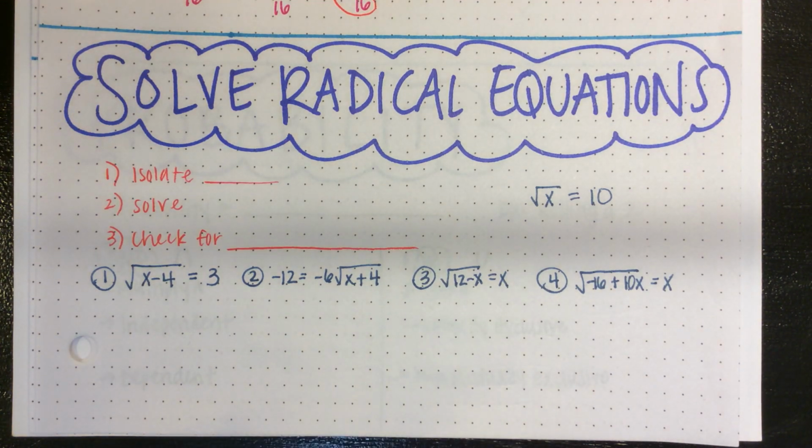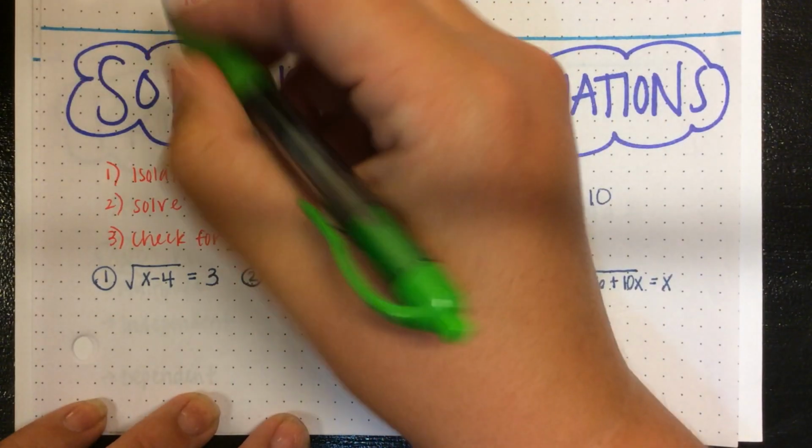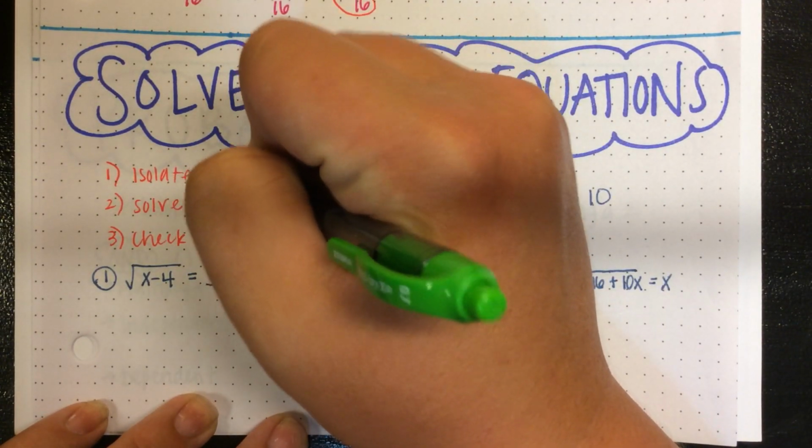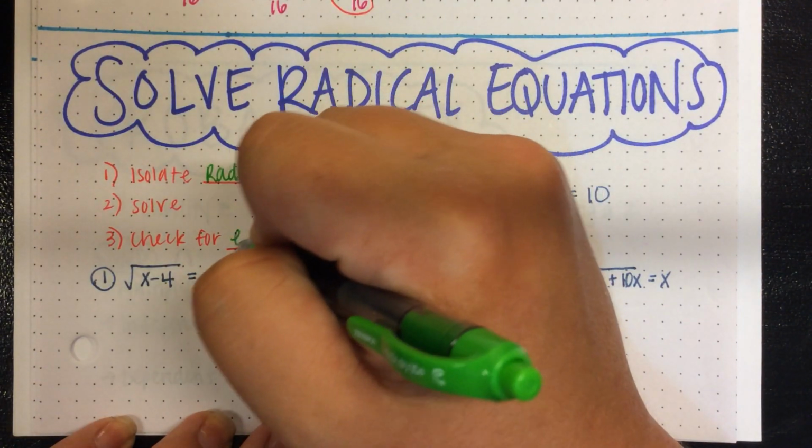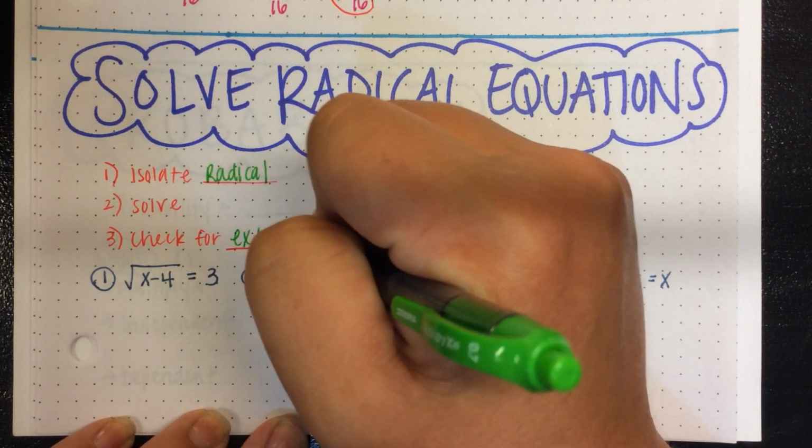Okay, now we're going to move into radical equations. So it looks kind of like the opposite of quadratics, but there are 3 steps for solving a radical equation. The first step is to isolate the radical. Then we solve for x, and then we're going to check for what we call extraneous solutions.